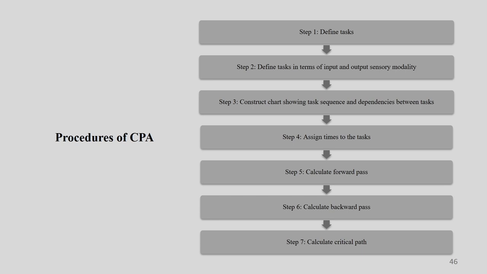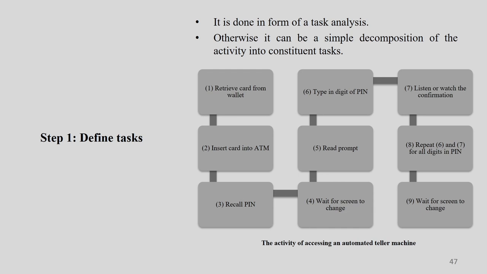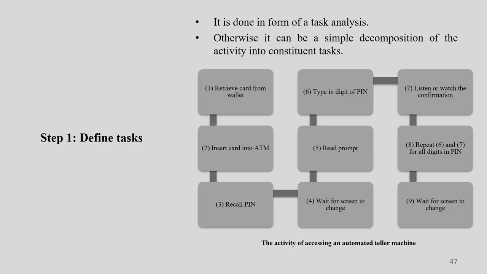Now let us go ahead with the proper steps, explaining each step in detail. First is defining the task. It is done in the form of task analysis, any task analysis. It's not that you always need to do hierarchical task analysis. However, if you can do it, that is better. But here also a flow diagram sometimes works. Otherwise it can be a simple decomposition of the activity into constituent tasks, one by one, 1, 2, 3, 4, 5, like that.